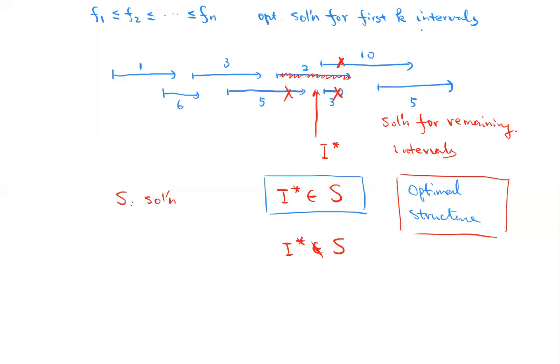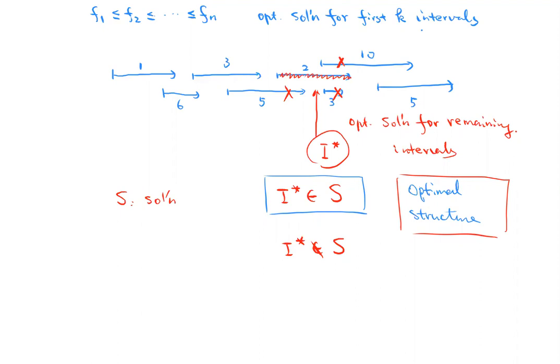So here what we need is the optimal solution for the remaining intervals. Once we obtain that, we just add I star, then we get an optimal solution for the original set of intervals. And the assumption is I star belongs to the solution. So you see, we reduce the problem to a smaller set of intervals. And we have a recurrence relation here. All right. Now, of course, this is an assumption that I star belongs to S, which we don't know at all, actually.